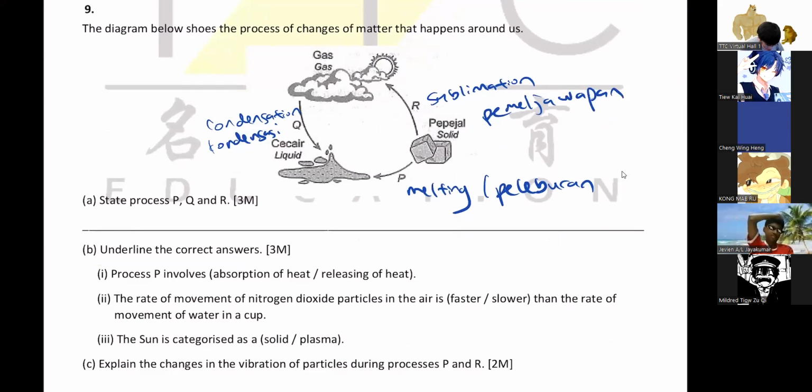So B, underline the correct answer. Process P involves what of heat? So you just look at the temperature.